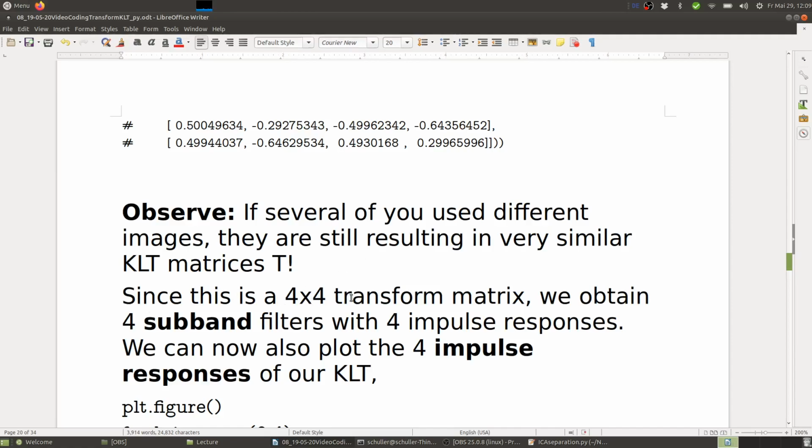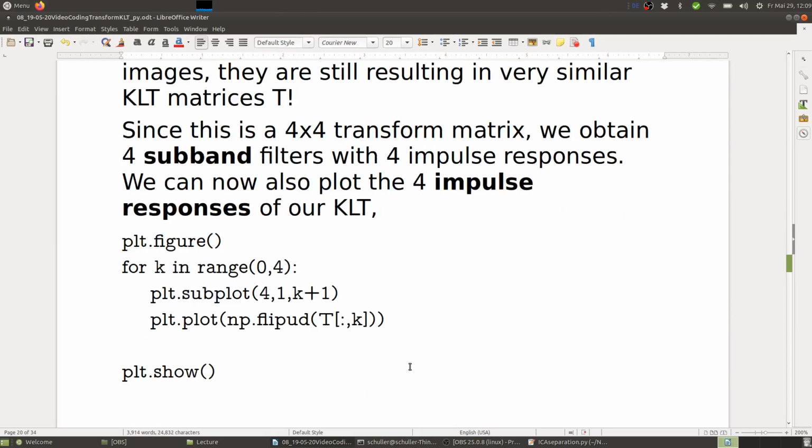So since this is a 4x4 transform matrix, we obtain 4 subband filters with 4 impulse responses, and we can now also plot the 4 impulse responses of our KLT, which I did here. Right, so here I'm opening a plot window with 4 subplots and plotting the different impulse responses. Here I'm plotting the columns flipped. Remember, a flipped column corresponds to the impulse response of the corresponding subband filter.